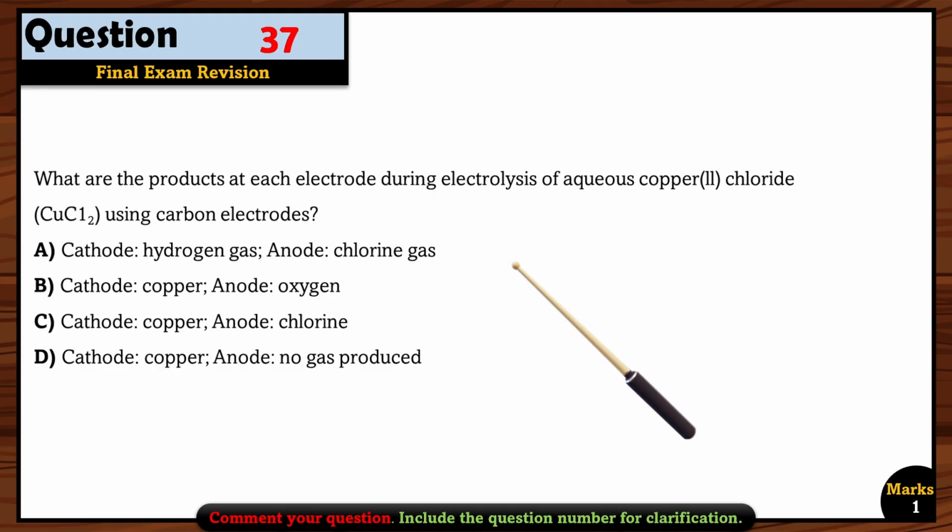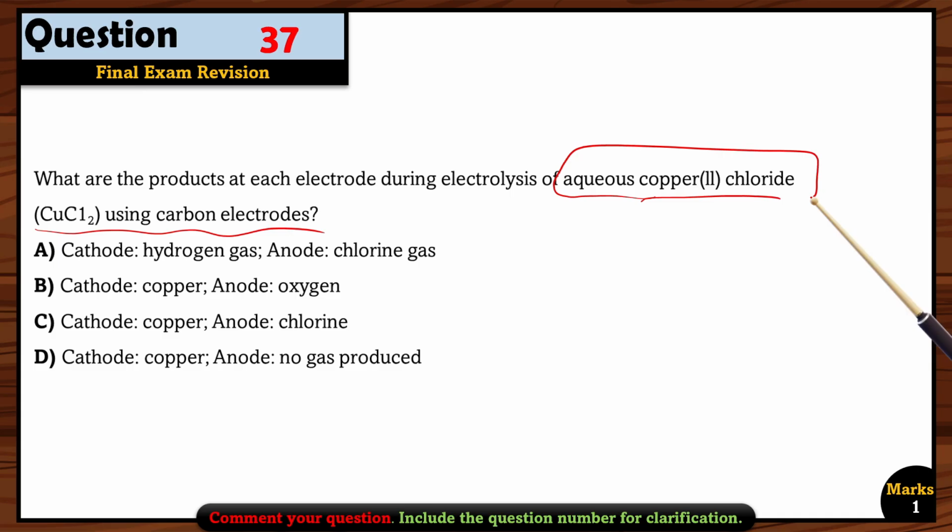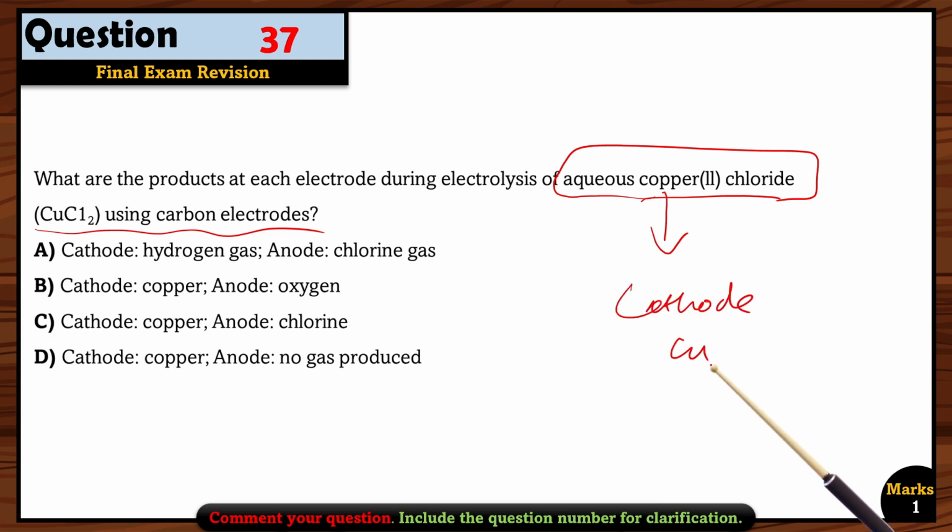What are the products at each electrode during the electrolysis of aqueous copper chloride using carbon electrodes? Okay, so now they are using carbon electrodes and we have to look at aqueous copper chloride. I already informed you that when you see the word copper, at the cathode it will always be copper, right? So at the cathode, which option can be right? Option B or C or D, any option can be right. Now let's see the anode.